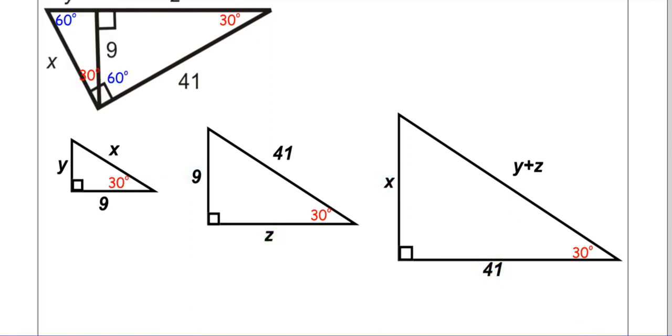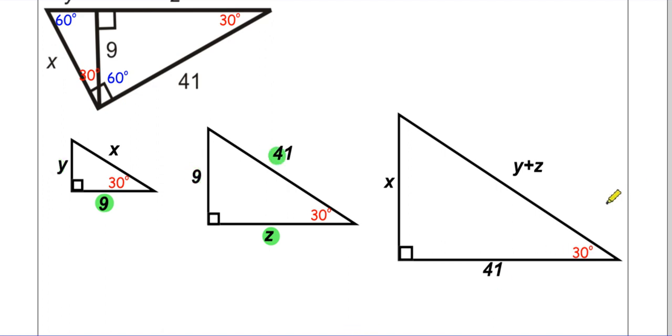But let's see if we can start with y's or something. What if I use y and 9? Well, there's 9 and z. That's no good. I can't use y plus z because that's already two variables. Well, maybe I can solve for z. So let's say I'm using z, I'll pair it with 41. 9 and x, that's not going to work either. Z and 9, 9 and y. Wait, I have a 41 here. 41 and x. Okay, so it seems we've run into a little bit of an impasse, right?